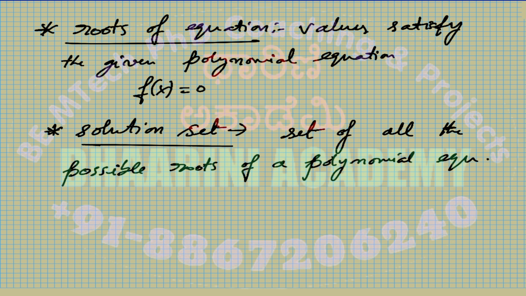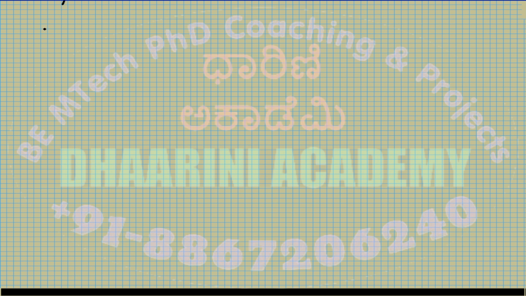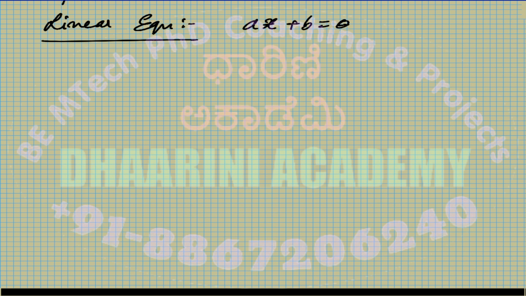Then first let's consider a linear equation. So, linear equation, as we understood, ax plus b equal to zero is a linear equation. So what's the root? x is equal to minus b by a. b goes to the other side as minus b divided by a. So this is a unique root of the equation. That's the characteristic of a linear equation, which has only one root.